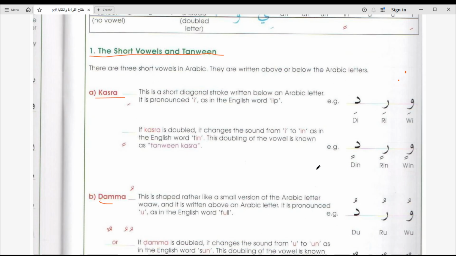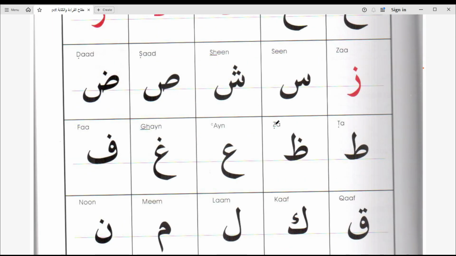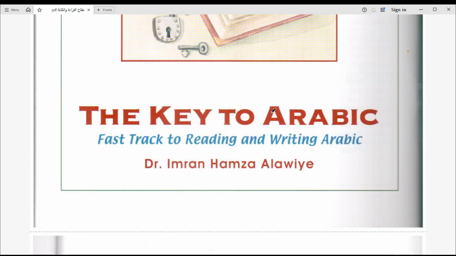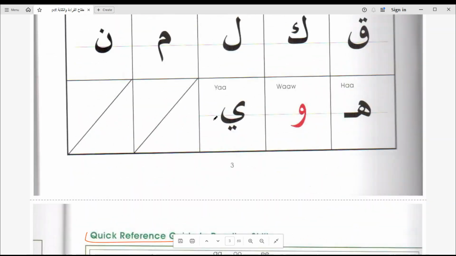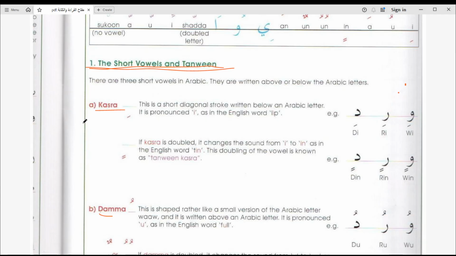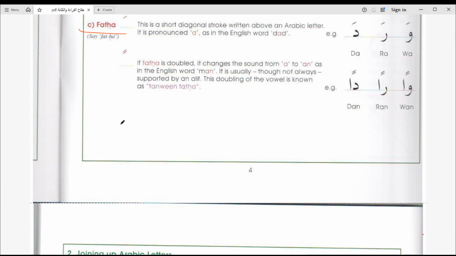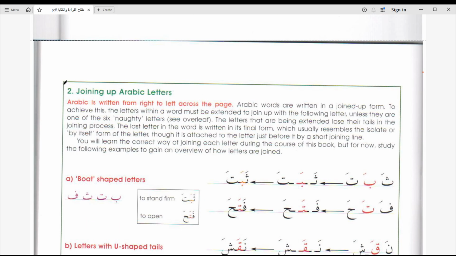Last time we started on the quick reference guide to reading skills from the book The Key to Arabic, Fast Track to Reading and Writing Arabic. And we explained the short vowels and Tanween. We did talk about Kasra, Damma, and of course Fatha. Today we are going to talk about joining up Arabic letters.